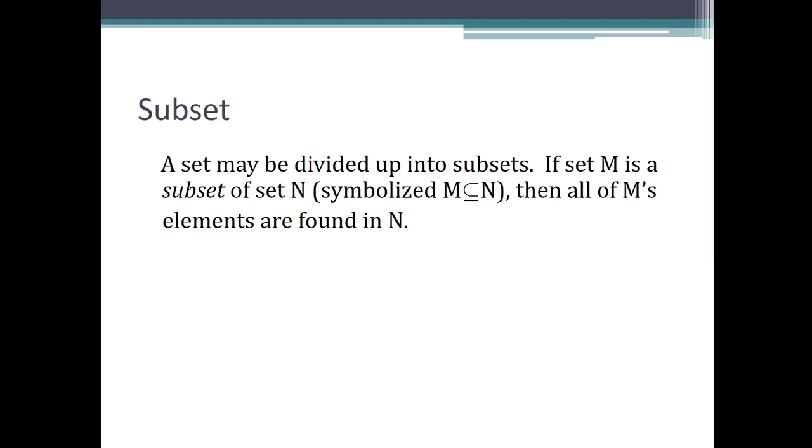If you divide sets up into subsets, then any elements that are in the subset are going to be found in the set that you pulled it from. All of ILM's elements are going to be found in N. So if set ILM is a subset of set N, notice the symbol, how it's symbolized there with that sideways U and the line under it, then all of ILM's elements are found in N.